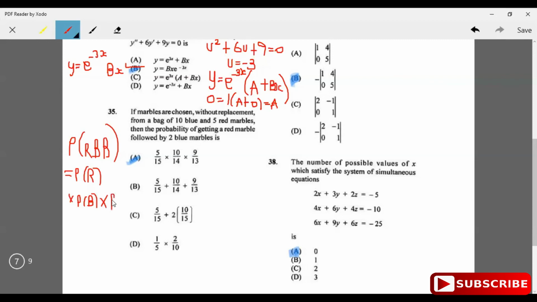Now the probability of red. The probability of getting a red is 5 over 15. Very good. After we choose the first marble, we only have 14 marbles left, and so then we have 10 blue marbles out of 14. Then after we choose another marble, we have 13 marbles left, and we'd have taken a blue marble, so 9 left. So the probability of getting red, blue, blue is 5 over 15 times 10 over 14 times 9 over 13. All right, easy question.